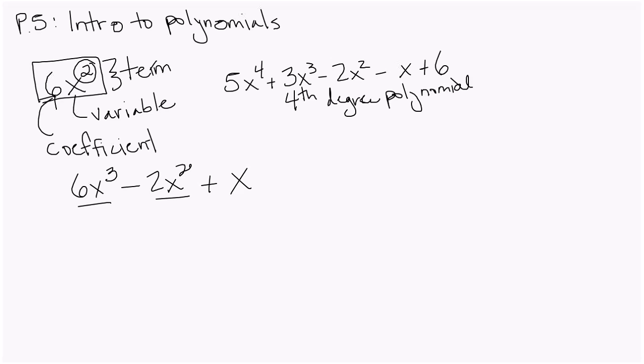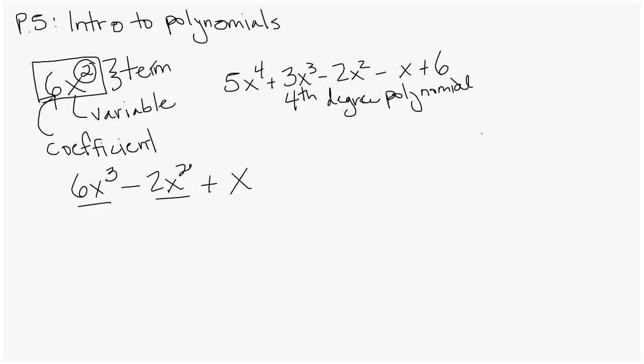So a monomial is a polynomial that only has 1 term. A binomial is a polynomial that has 2 terms. And a trinomial is a polynomial that has 3 terms. So you'll see that all on the review session.